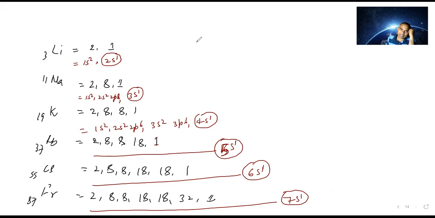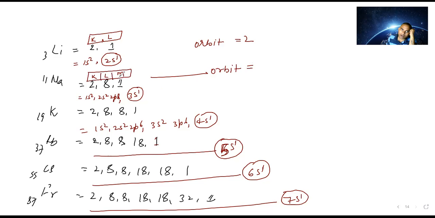Tell me, how many orbits are there? Here, this is K and this is L, in the Bohr atomic model, if you know it. So that is how many orbits? Two. If you talk about sodium, how many orbits are there? This is K, this is L, and this is M in Bohr's atomic model. So that is three orbits.